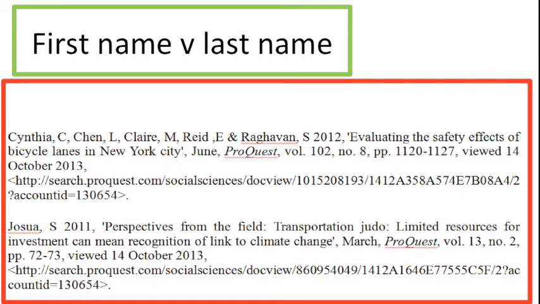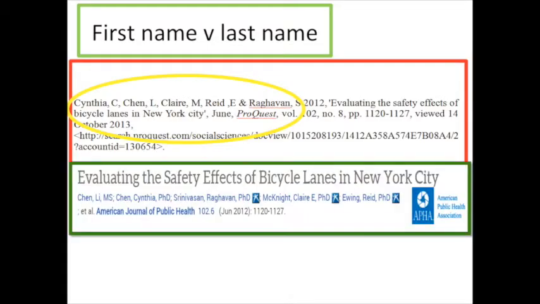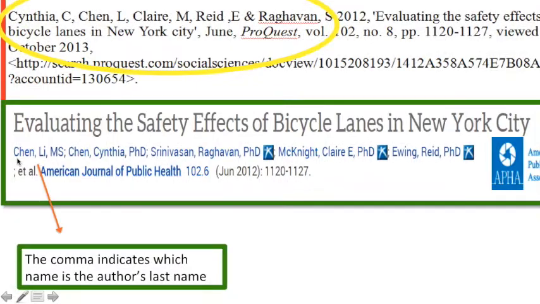First name versus last name. If you look at this reference list here, I can see Cynthia, I can see Claire, I can see Joshua. They're using first names. So how do you tell? Well, there is a trick. You need to look at the original source, and I've got it up here from ProQuest, and it's all about where the comma is. The comma indicates the author's last name and their first name. What you need is the author's last name, not their first name. So wherever that comma falls, that means the next one is the first name.